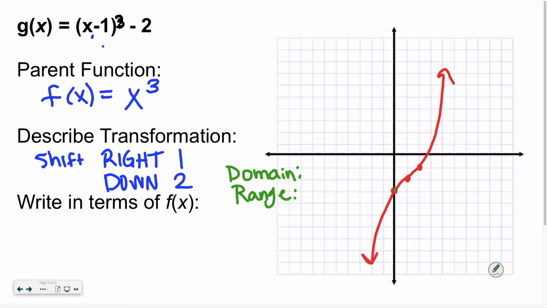Okay. Our domain. All real numbers. And this is so nice. What's our range? All real numbers. The cubic is the nicest to identify domain and range because it's all real numbers. It goes on forever in the x's, goes on forever in the y's.